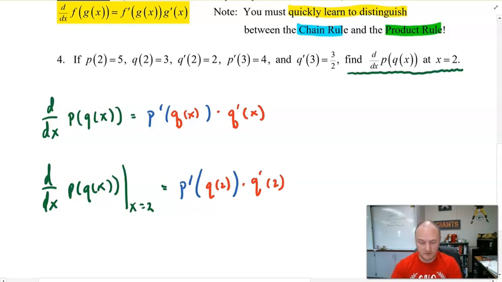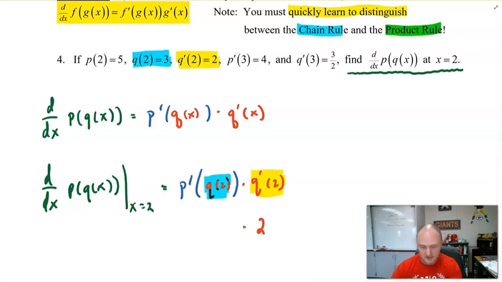So now what do we do? Well, here's where all of this junk up here is going to come in handy. Let me just highlight so you can easily see the substitution. So what is q prime of 2? Q prime of 2 is 2. So I can rewrite this as 2. And what is q of 2? Q of 2 is 3. So I can rewrite that as 3.